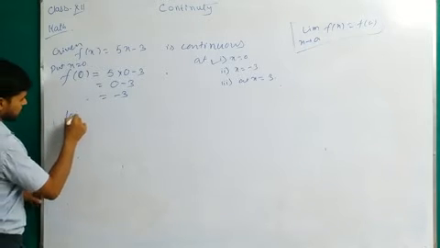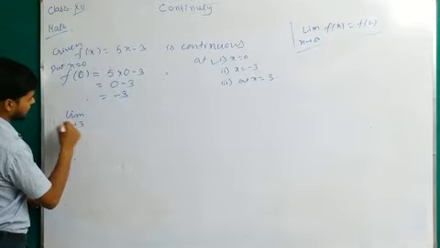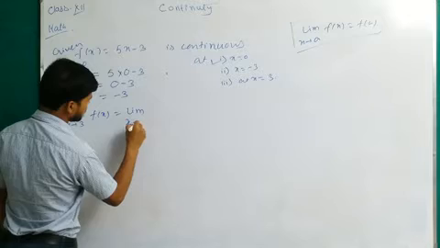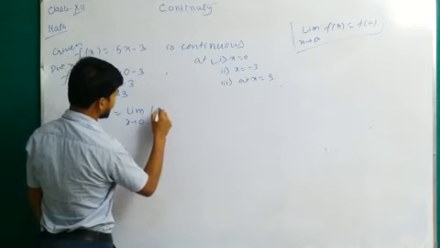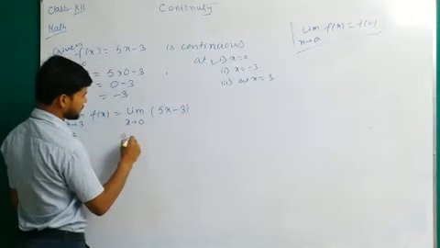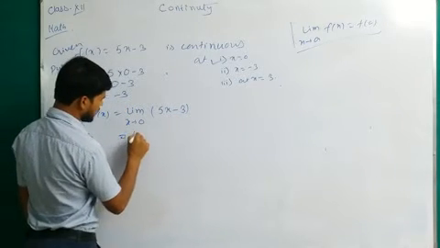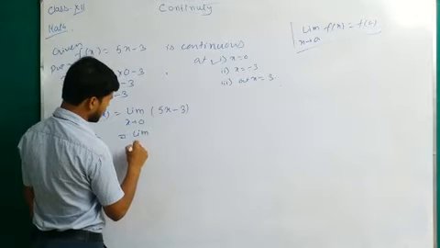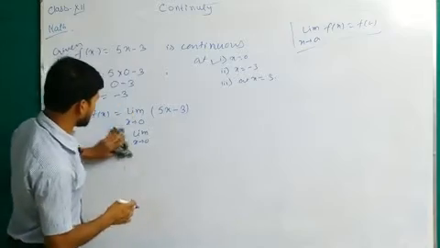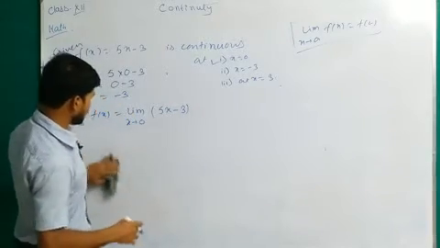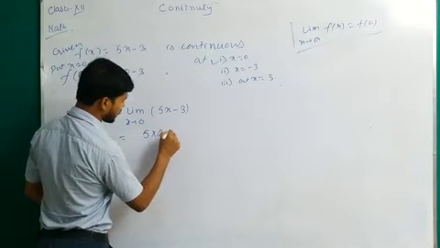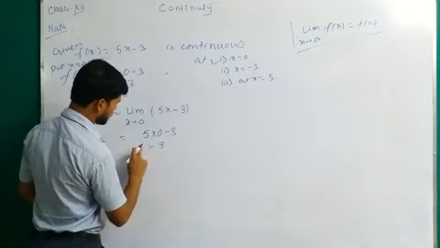Now what is the limiting value of the function at x equal to 0? That means limit x tends to 0. What is the value of f of x? That is 5x minus 3. That is equal to limit x tends to 0. Okay, I am doing it directly. I think we have done in class 11 a lot of problems from this limits chapter. So we can write that 5 into 0 minus 3, which is equal to minus 3.